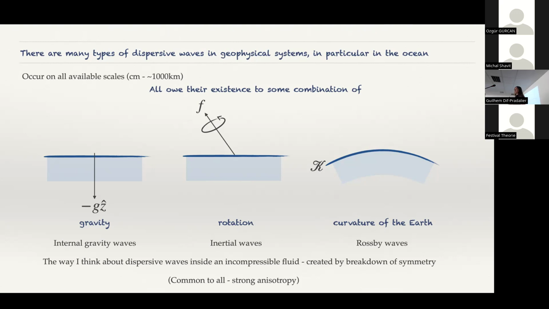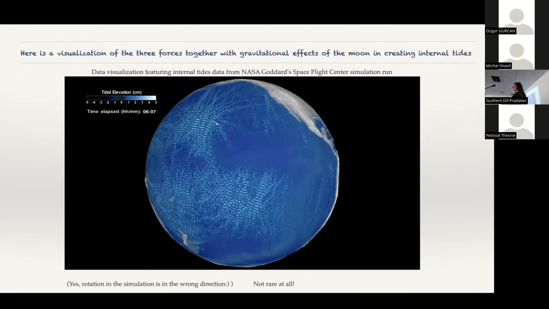And if you think about it mathematically, how can you have waves inside an incompressible fluid? The way I think about it is that all these waves are created by breakdown of some of the symmetries of the Euler equation, and they enter with a skew-symmetric operator in the equation, and this skew-symmetric operator has purely imaginary eigenvalues. This is the dispersion relation, and they're usually dispersive because there are derivatives there. What is common to all these waves is that they're all strongly anisotropic.